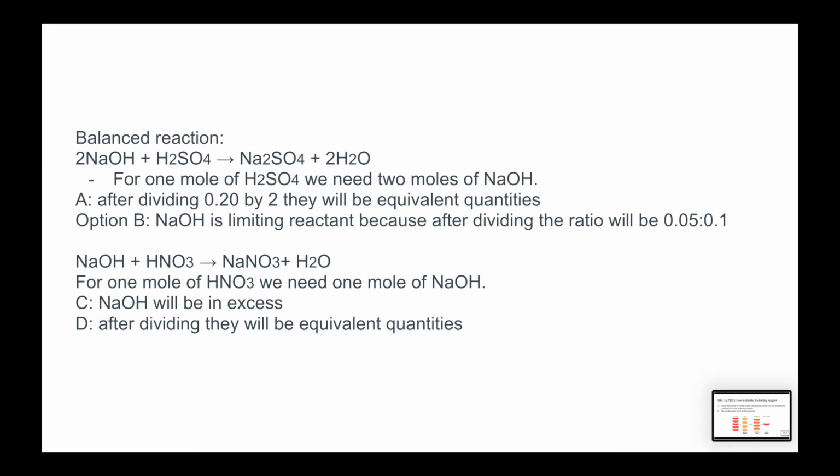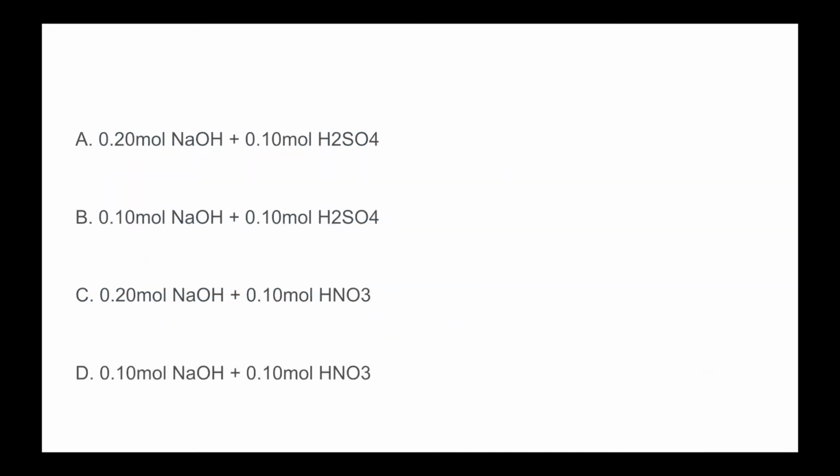So in option A, when I divide 0.2 by the coefficient of NaOH, which is 2, I am going to have 0.1. And when I divide H2SO4 by the coefficient, which is 1, I'm just going to have 0.1. Meaning that they're equivalent and there is no limiting reagent. In B, which is the correct answer, I'm going to divide 0.1 by the coefficient of NaOH, and I'm going to have 0.05, and then I'm going to divide 0.1 by the coefficient of H2SO4, which is 1, and I'm going to have 0.1, meaning that NaOH is a limiting reagent in this equation.